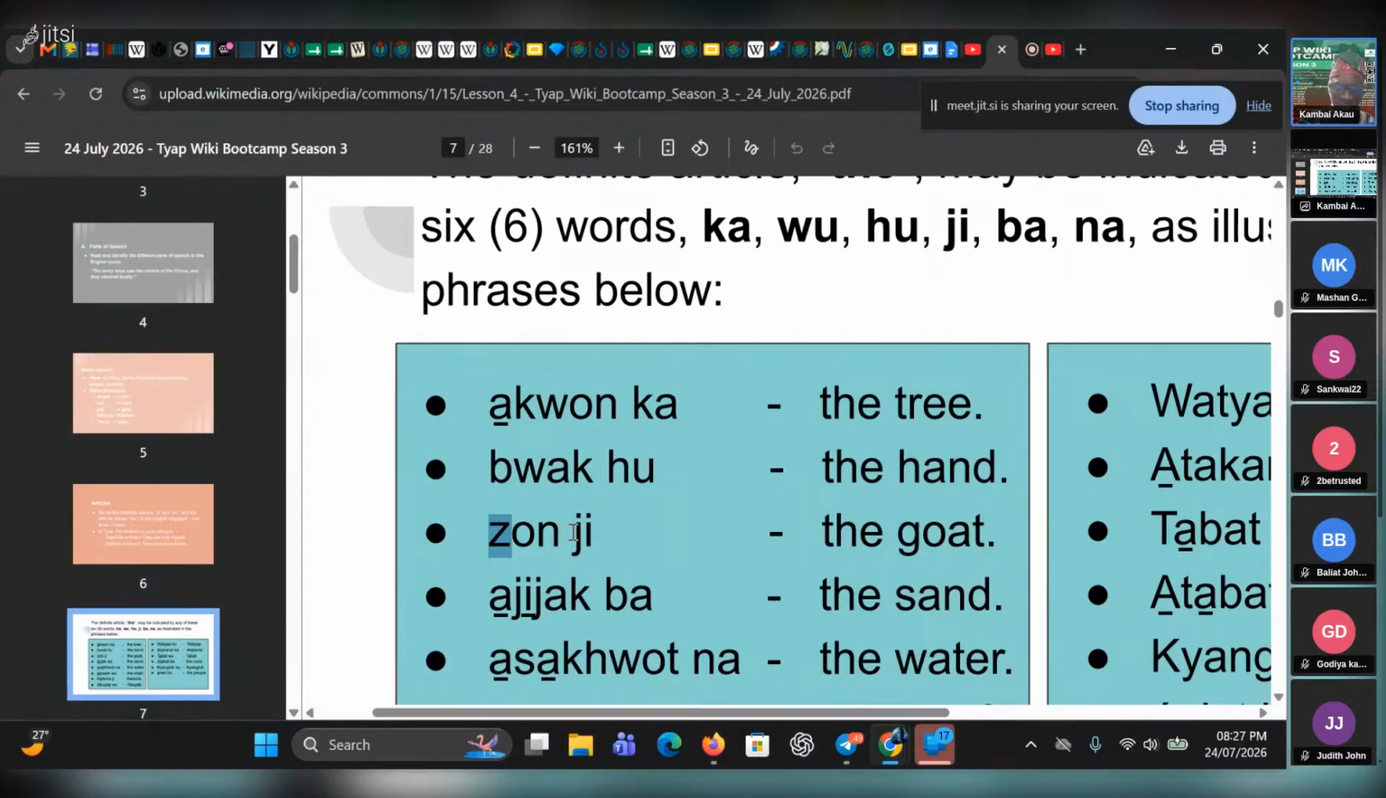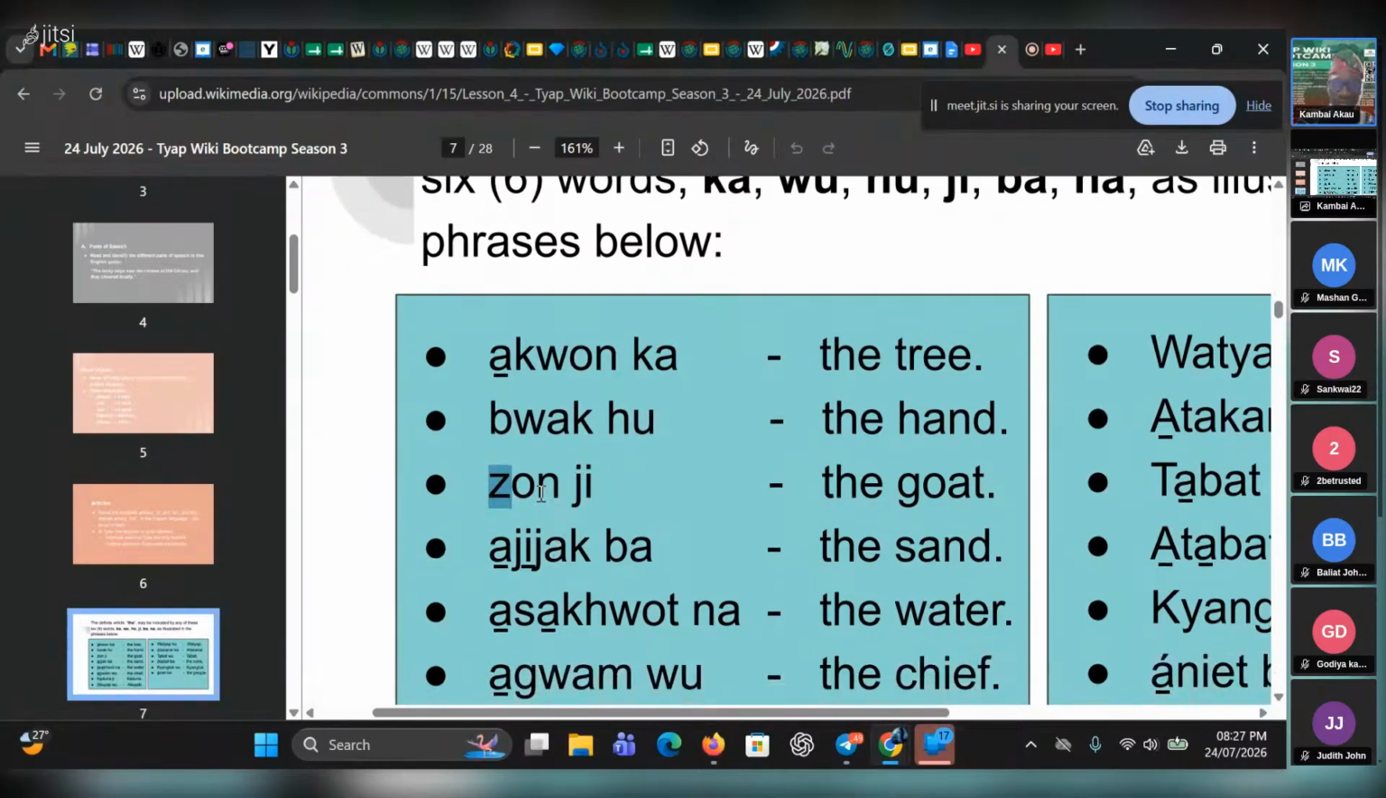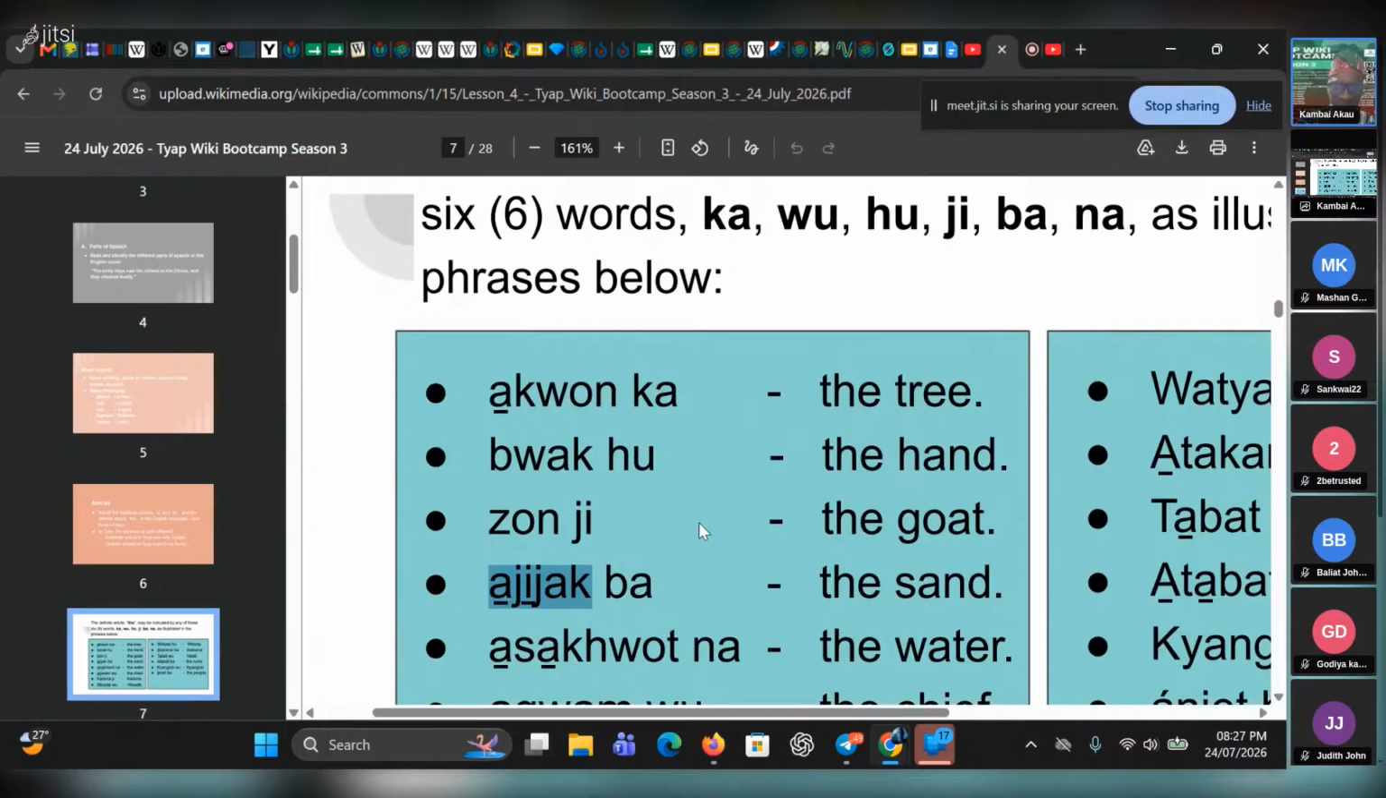If it's a loan word, don't be surprised. It can be a woo, like Zaki woo, and then the plural, Zaki ba. That's not a Tyap word anyway. But all typical Tyap words starting with letter Z are G words. And then we have a jijak ba. Now this is a plural. It's not a woo, it's not a ka. It is a jijak ba because a jijak is always plural in Tyap.